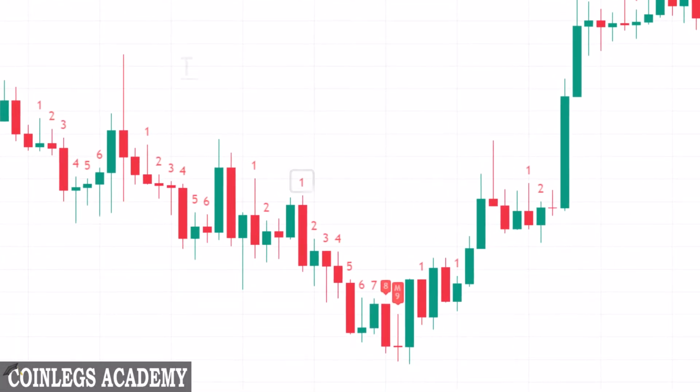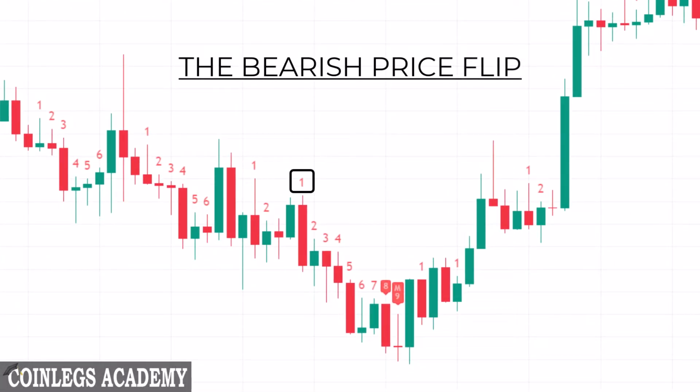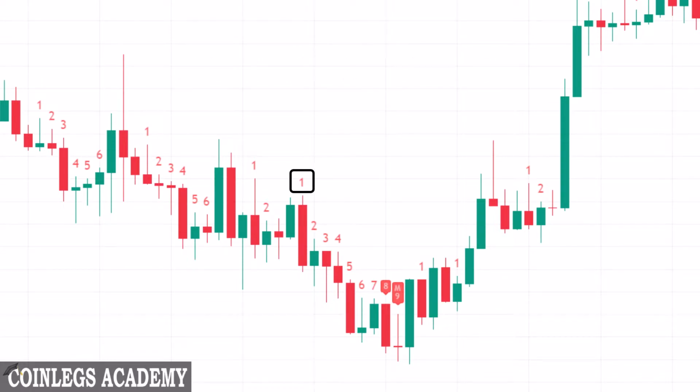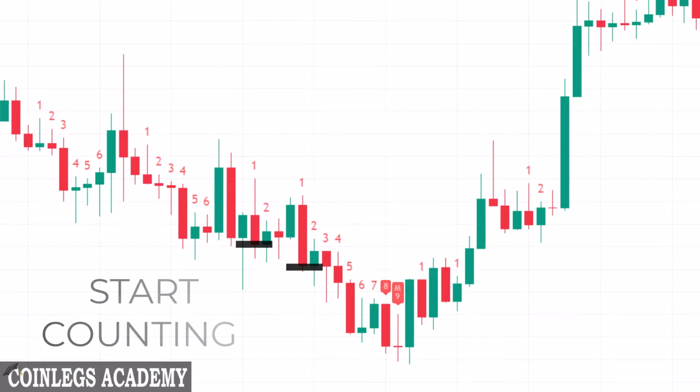Right here we have a bearish price flip, aka number 1. Now let's look at the 4 bars ahead of it. 1, 2, 3, 4. The close of our number 1 is 4 bars below the previous candle's close. This is the condition created to start counting.